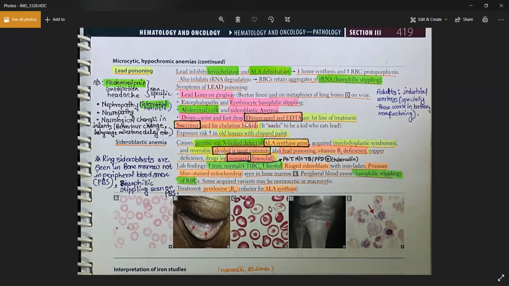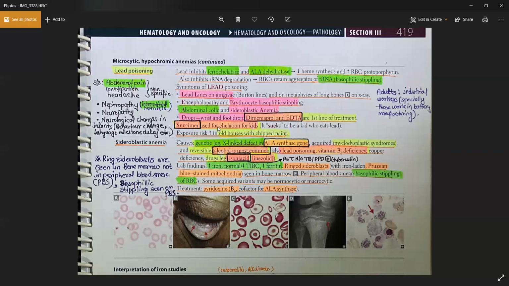For the treatment, you will use the dimercaprol and the EDTA. These are the first line therapies. Succimer can also be used for the kids. The risk of the exposure will be increased in the old houses with the chipped paint, because earlier the lead was used in the paints, right? But as soon as it was discovered that the lead can cause these kind of things, the lead was banned from the paints. So only the old house can still have this lead thing in the paints, and that's why these patients can have these symptoms of the lead poisoning.